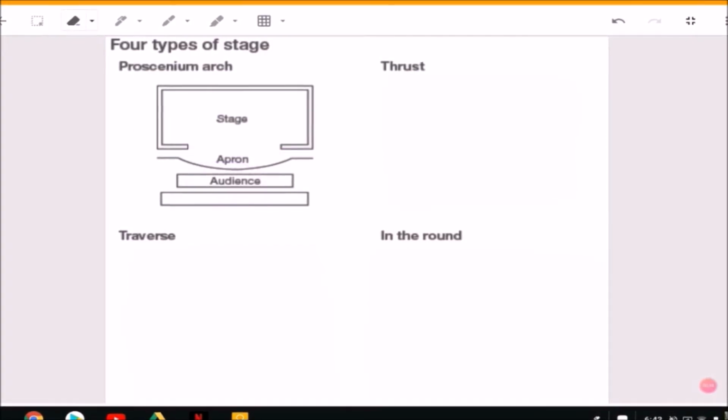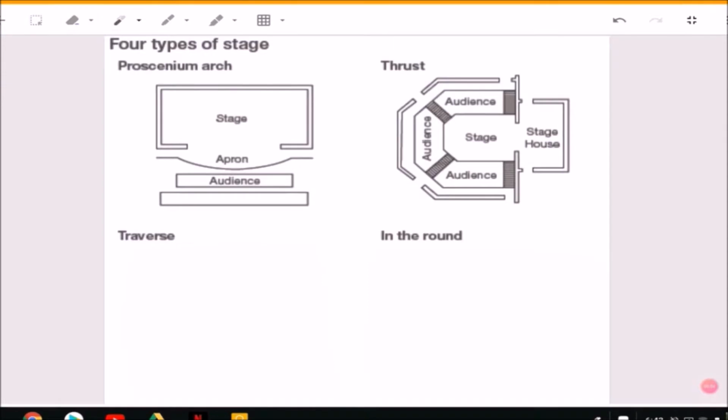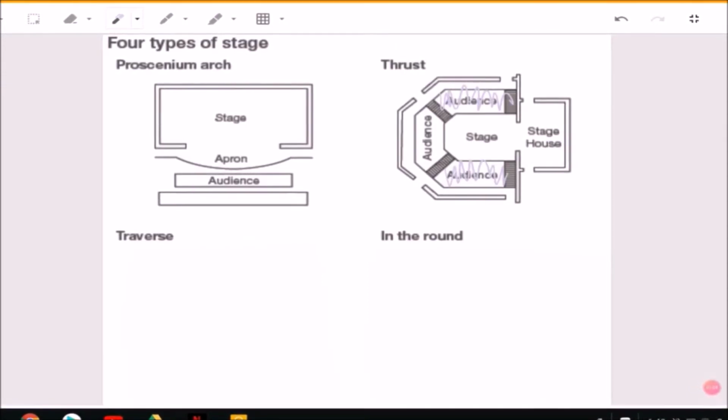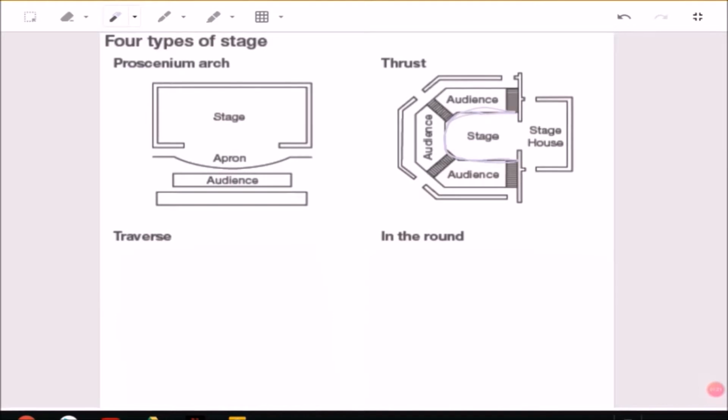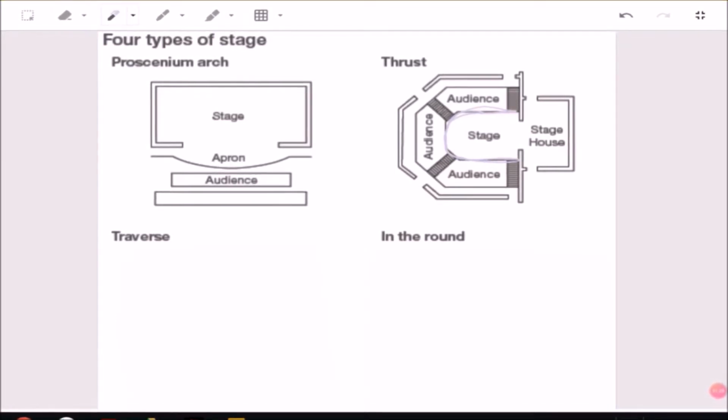The next one is called a thrust stage. If you take away the audience from the 2 sides of the stage, it looks like the proscenium arch. However, with the stage being visible on 3 sides, it appears to push forward or thrust into the audience. The Berkeley Repertory Theater has a thrust stage.